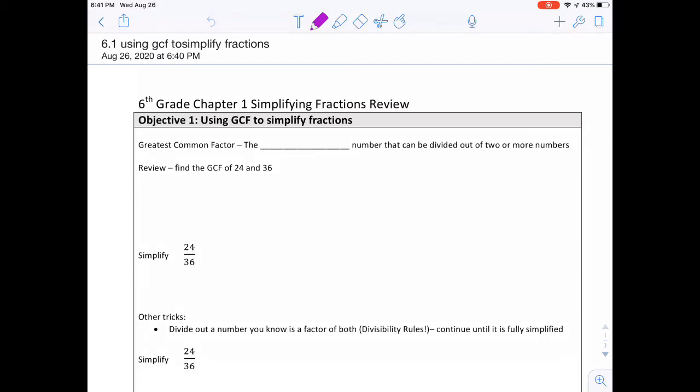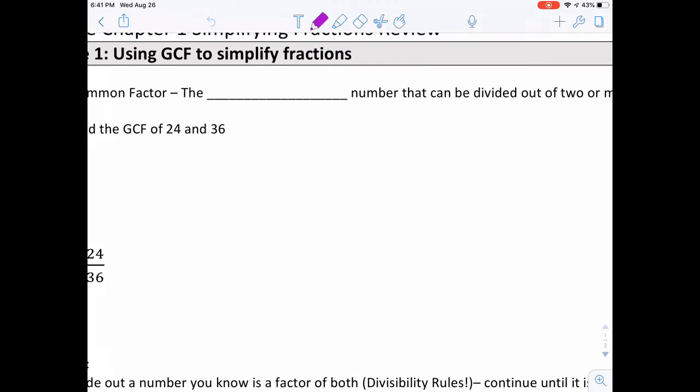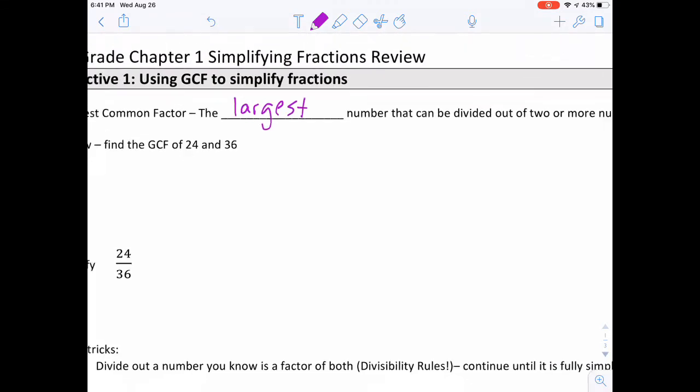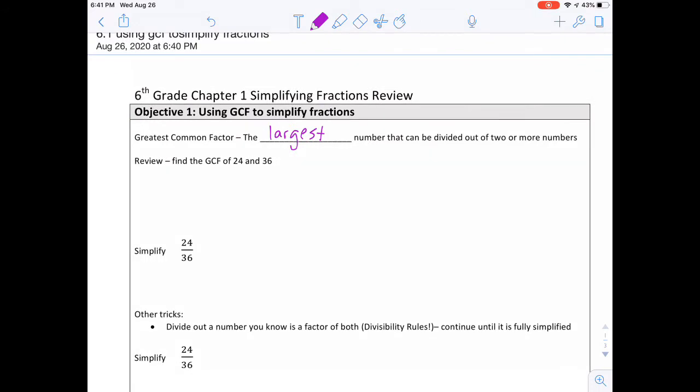In this lesson, you're going to learn how to simplify fractions. To simplify fractions, we need to know the greatest common factor. The greatest common factor is the largest number that can be divided out of two or more numbers. Let's review how you find the GCF, or greatest common factor.